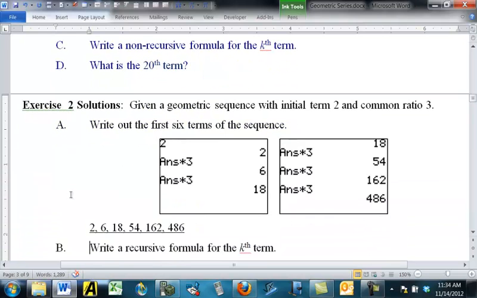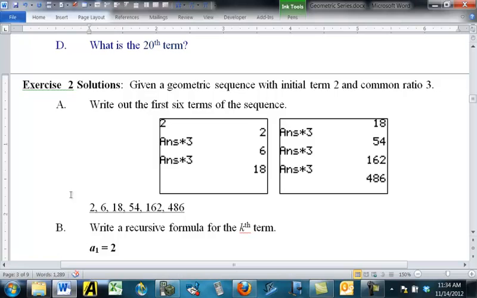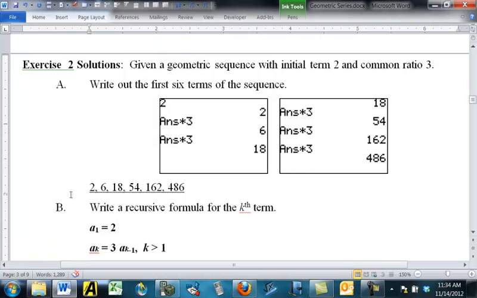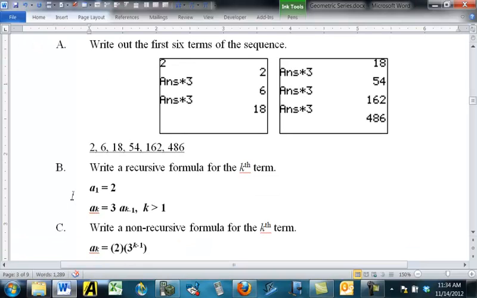Okay, hopefully you're back. And here I use the little shortcut thing to work this out very easily. Of course, it's not too hard to do by hand. 2, first term, times 3 is 6, times 3 is 18, times 3 is 54, and so forth. So the recursive formula is a1 is 2, a sub k is 3 times a sub k minus 1 for k bigger than 1. Non-recursively, that's a sub k is 2 times 3 to the power k minus 1.